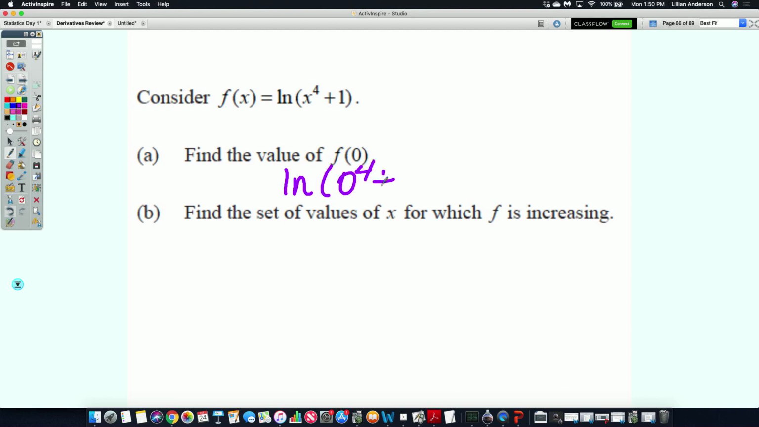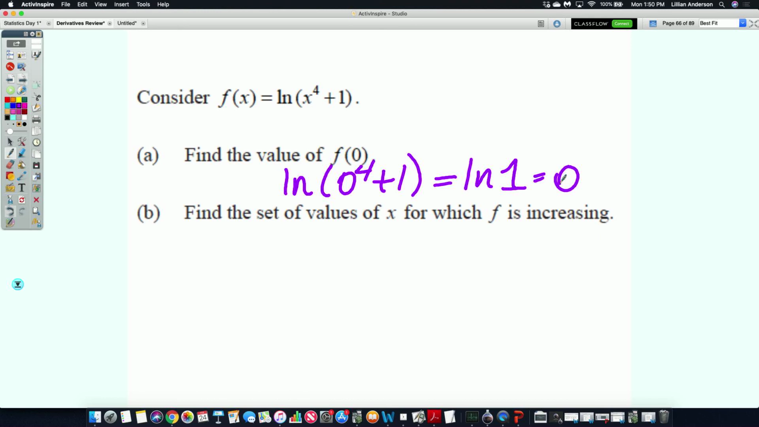Yes. So this becomes the ln of 1. And what's the ln of 1? Ln of 1 is 0. Not quite sure, I thought it was 10. Ln of 1 is 0. Okay, think e to what power gives you 1, and that's 0.